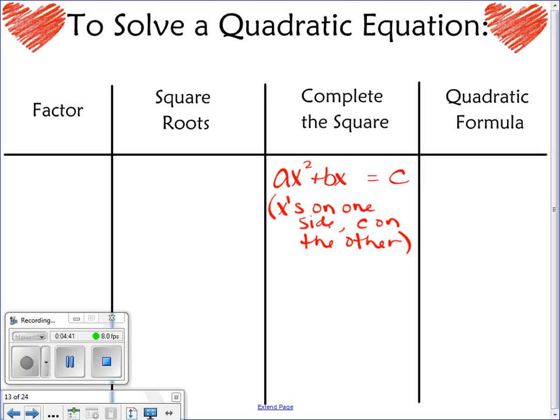If you want it in more general terms, you want the x stuff on one side, so you move your c to the other side. So that's your first step. Okay, from there, the step that we really didn't quite see in that example I showed you is you will divide everything by a.